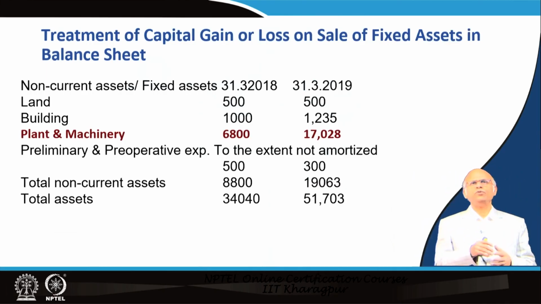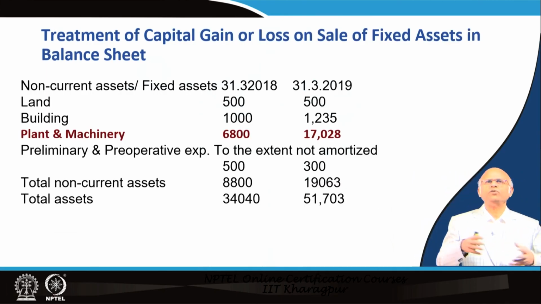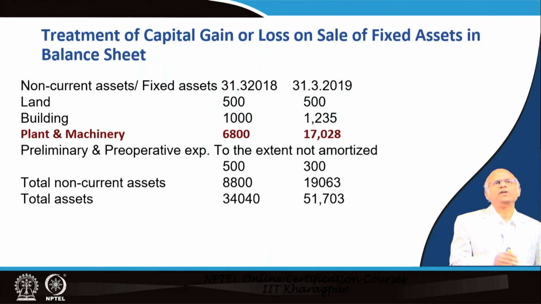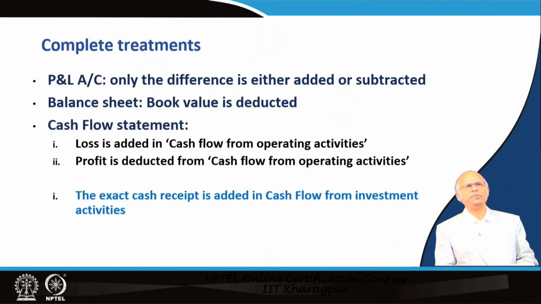Now, when you make some profit or gain, your balance sheet doesn't actually matter. All that you do is whatever was the book value, that will be deducted from total asset value. Your asset value is 6,800, it will be deducted from that. Then you buy some new asset, then you depreciate, etc., etc. Those things will come automatically.